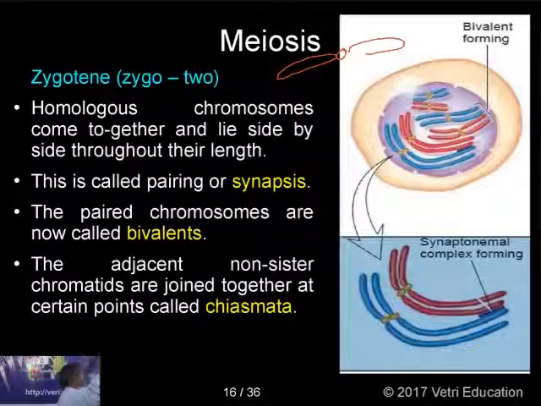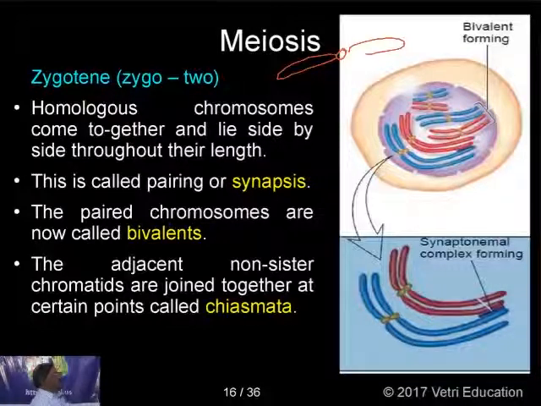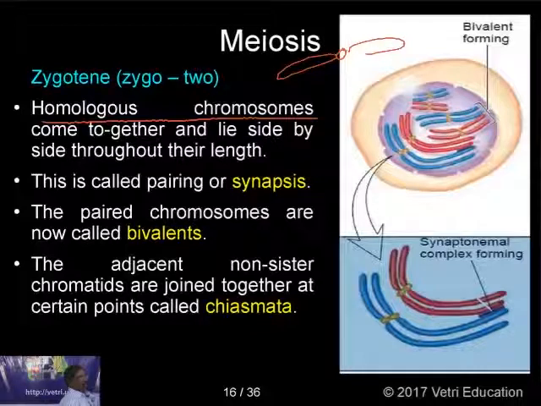The next, zygotene. Zygo means 2. So homologous chromosomes come together. I told you already about homologous chromosomes, similarly structured chromosomes. One from the paternal side and another from the maternal side come together and lie side by side throughout their length. This is called synapsis. This may also be a small question for you. Synapsis means the pairing of the homologous chromosomes. The paired chromosomes are now called bivalents.